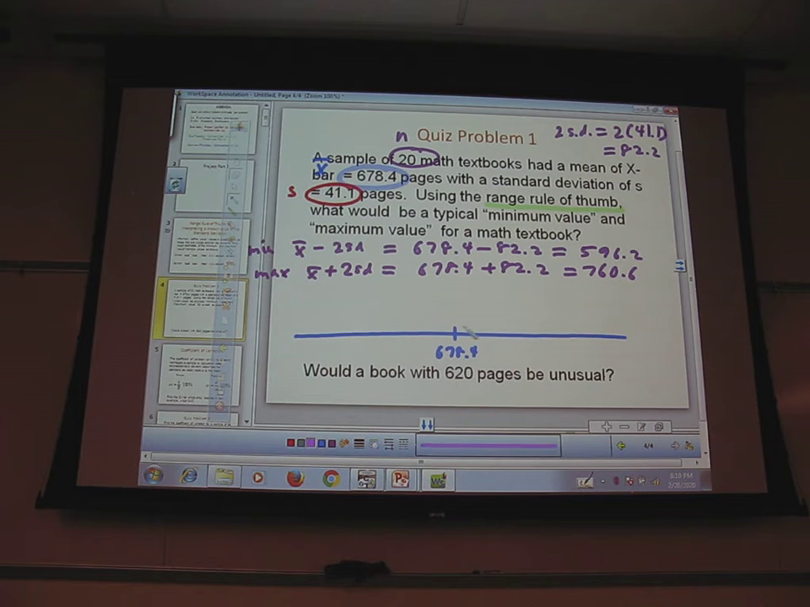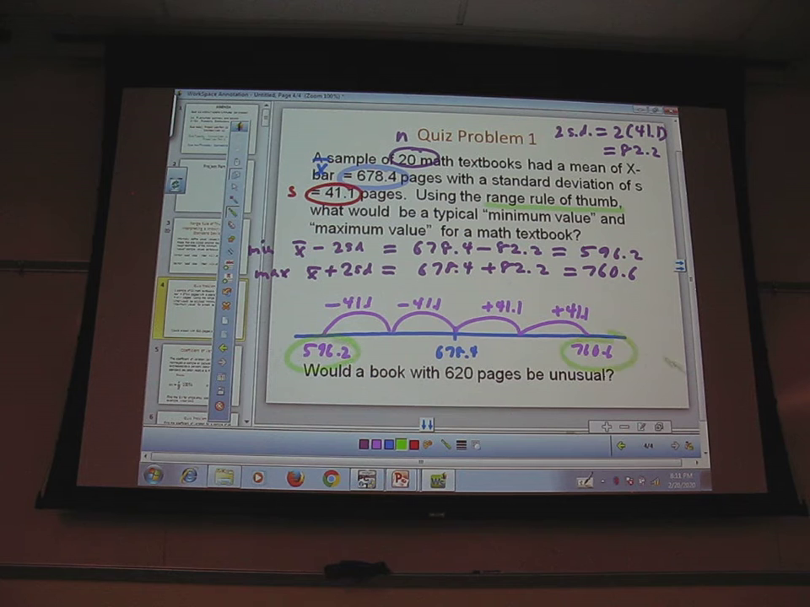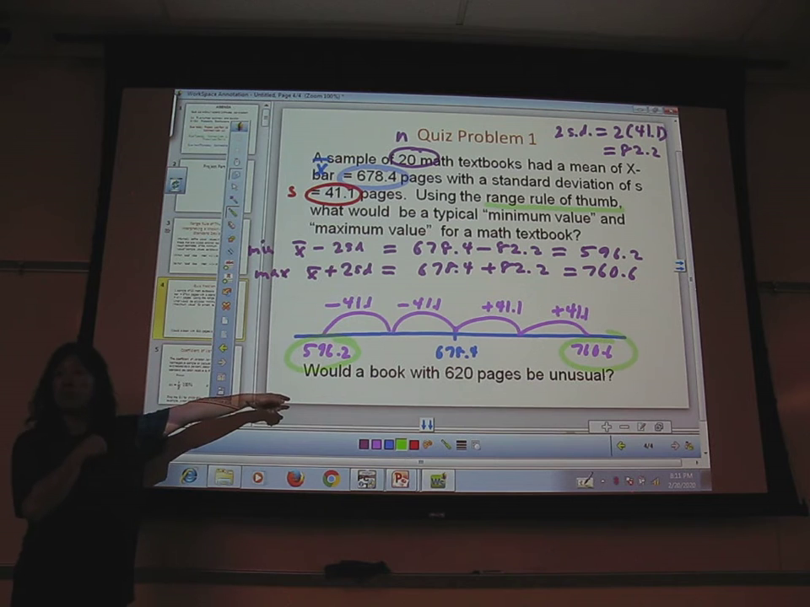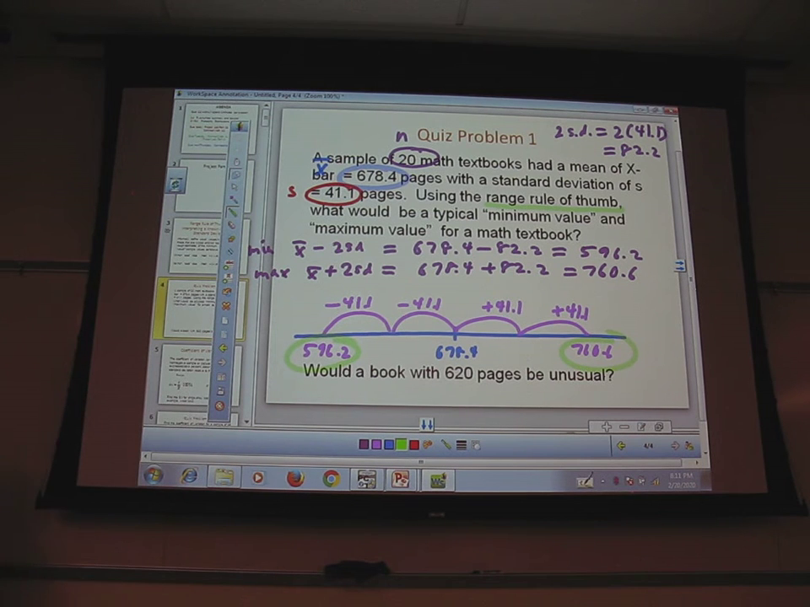The other way you could do it is you could draw our little picture, with the 678.4, and then jump 2 this way. Plus 41.1, plus 41.1, and you'd end up at 760.6, and you can go backwards. Minus 41.1, minus 41.1, and you'd end up at 596.2. So these are our min and max usual values. Would a book with 620 pages be unusual? No, it's right in that range. So no, it's in the range.